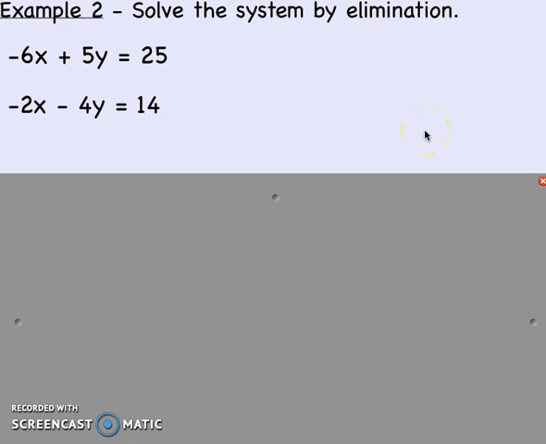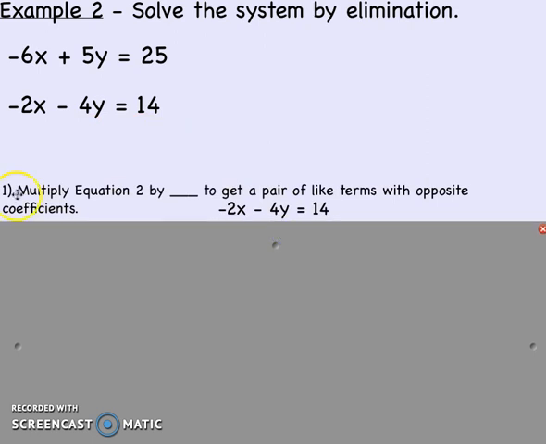In this example, we have an extra step. If we look at the two equations, -6x plus 5y equals 25 and -2x minus 4y equals 14, I don't have opposite coefficients for either of my variables. So in order to get opposite coefficients, I'm going to multiply either one equation or both equations by a constant. When you multiply by a constant on both sides, you're still creating an equivalent equation. You're just multiplying by usually the least common multiple so that you can get those opposite coefficients.